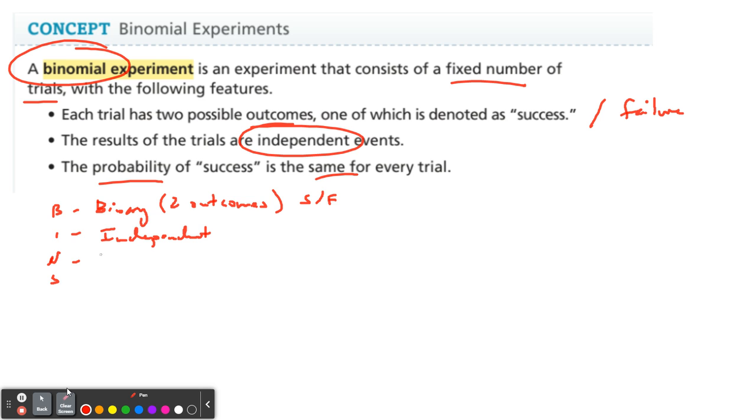Next, N for number. So the number of trials is fixed, and again, typically this is your n value. And then S stands for success. The success probability is the same, and that typically is your p-value. So when you come across a situation, first ask yourself, is it binomial? And then you go ahead and attack it. Let's take a look at a couple examples involving binomial distributions.